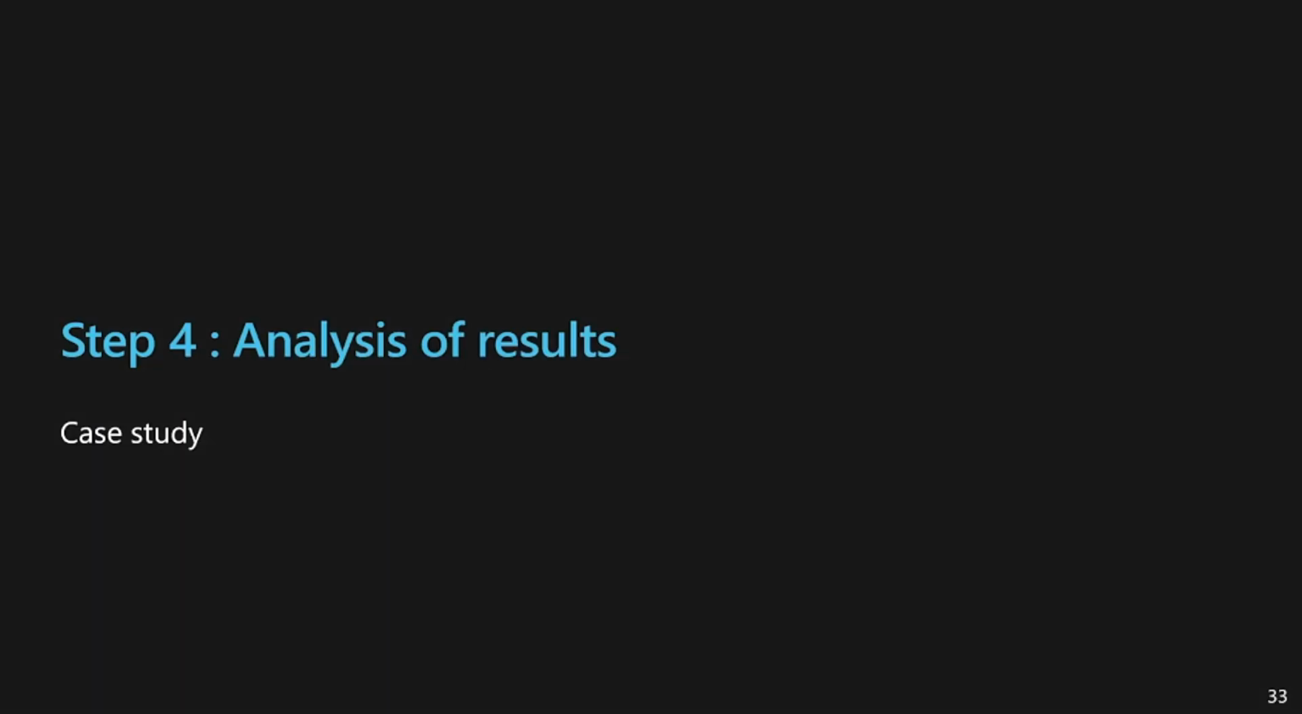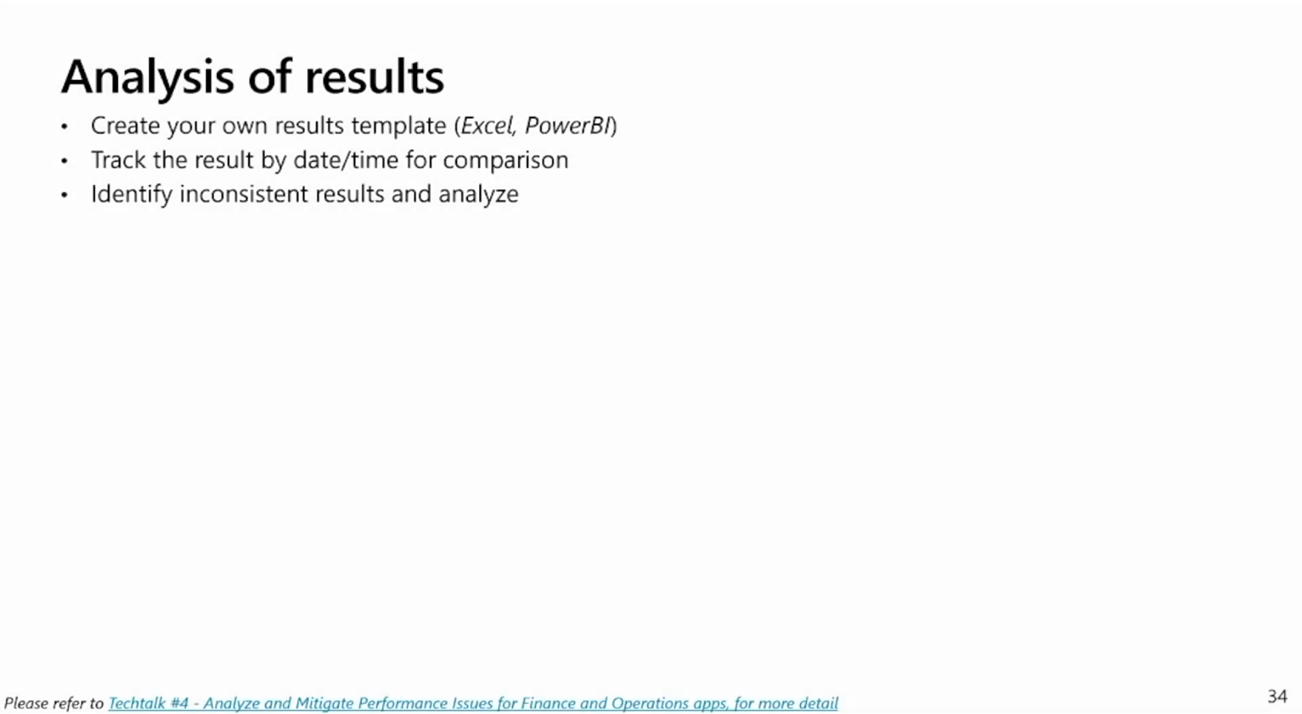And the last is the sample of the result for the analysis. Please research part 4 of this TechTalk series, analyze and mitigate the performance issue for F&O. There is great detail and guidance to explain how to start to analyze performance testing results and provide recommendations on how to mitigate the common performance issues. You should make your own testing report format as defined and agreed with the customer in the planning phase.